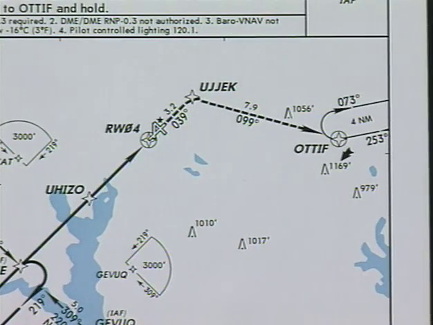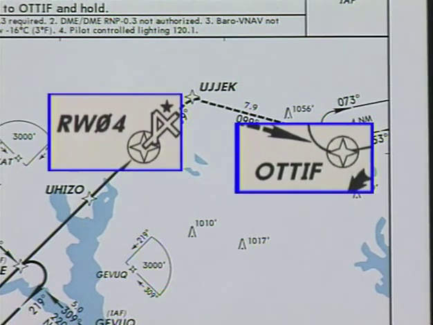Flyover and flyby waypoints are also in the plan view. A flyover waypoint is depicted by a four-pointed star with a circle around it. This type of waypoint is typically used for a missed approach point or missed approach holding point when it represents a specific point in space that must be flown over.